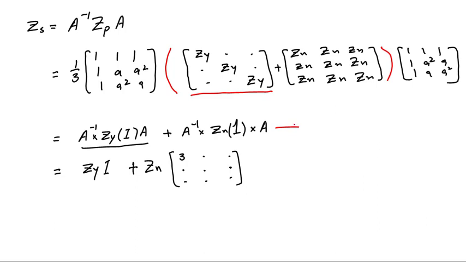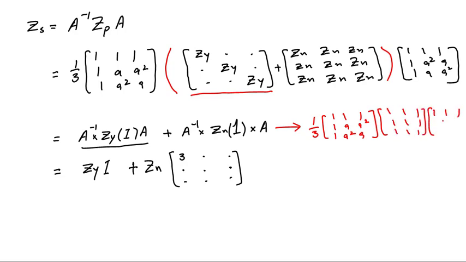If I write this here for your assistance, you can do it at your end. 1 by 3 into the matrix of 1 1 1, into 1 1 1, 1 A square A, 1 A square. So how can we prove that this is equal to this matrix? Use the identity that the sum of 1 plus A plus A square is equal to 0. Here A cube can also be written as 1. A square plus A plus 1 is equal to 0. This is the identity that we can use over here.